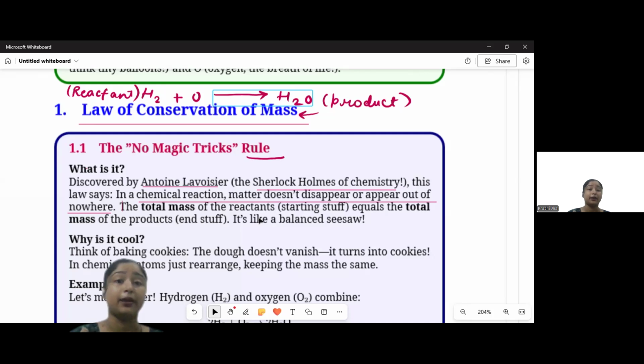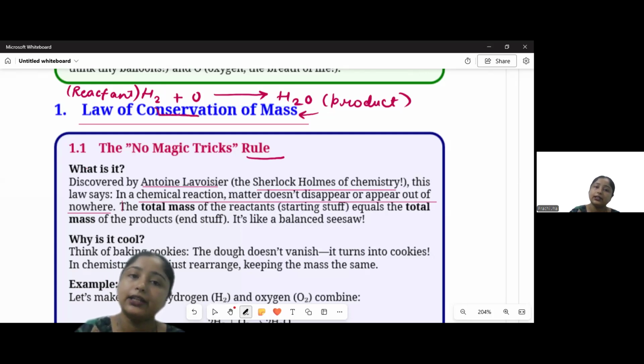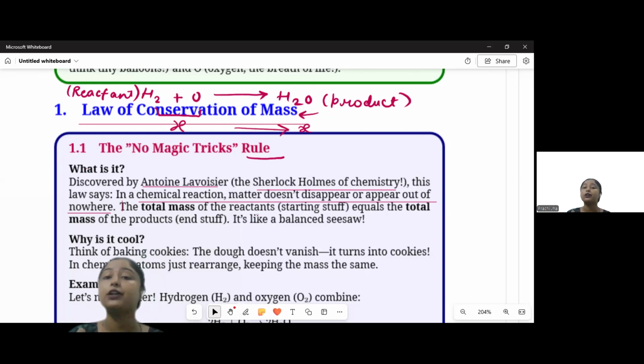is the same. That means on this side, the reactant side, for example, let the mass be X. On the other side, the product side, it will be the same as well. So this side also it will be X, right? This is what the starting stuff is, and this is what the ending stuff is, right? Now it's like a balanced seesaw.